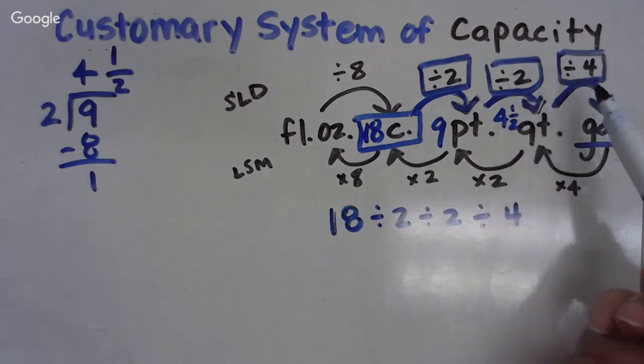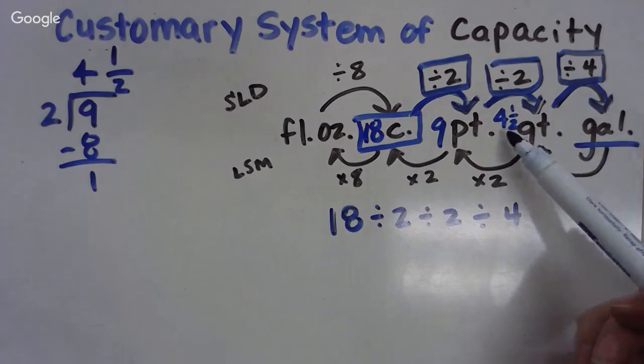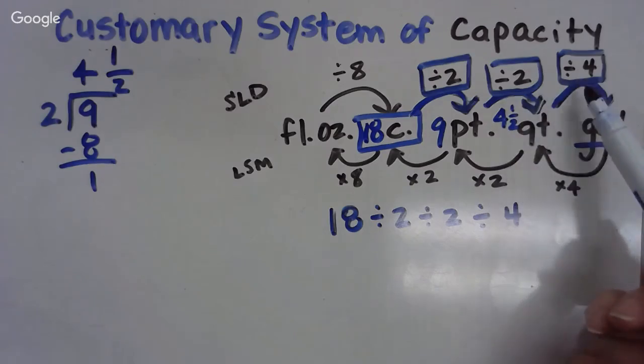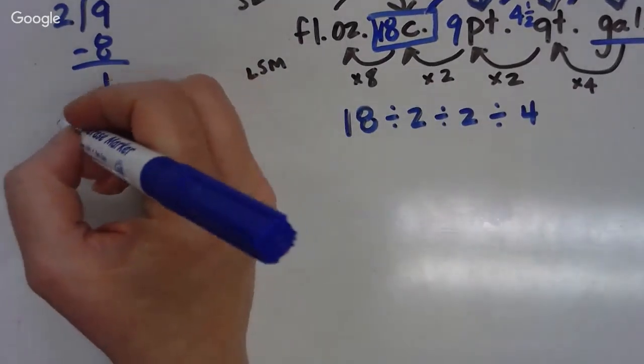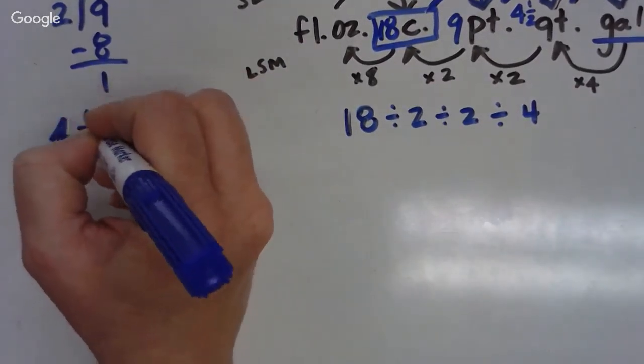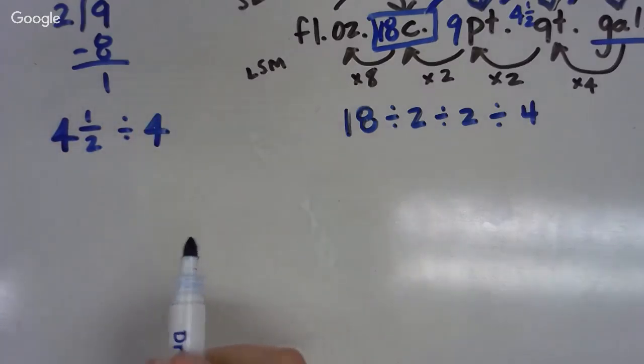We have solved to find that 18 cups equals 9 pints and it equals 4.5 quarts, but we still have this additional step to get to gallons. I need to take my 4 1/2 and divide that by 4. This is another good opportunity to practice our fraction computation that we have worked so hard on.